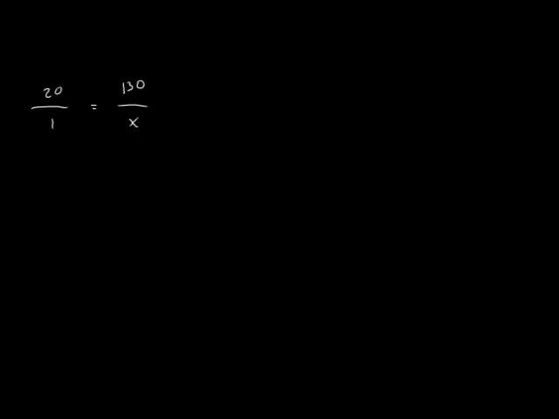Here on the next page, we'll do our cross product. We'll take 20 on the top of the first fraction times X on the bottom of the other fraction, and we'll get 20 times X, or if you prefer, 20x. Then we place the equal sign, and we multiply 1 on the bottom of the first fraction times 130 on the top of the other fraction. If we take 130 times 1, we will still get 130 because the 1 will not affect our answer.